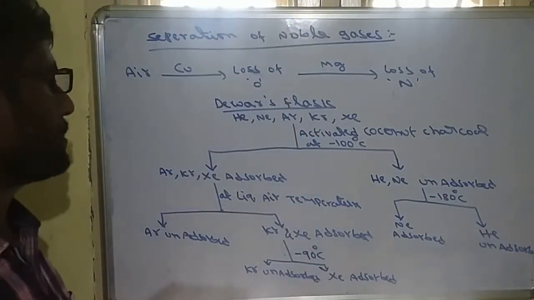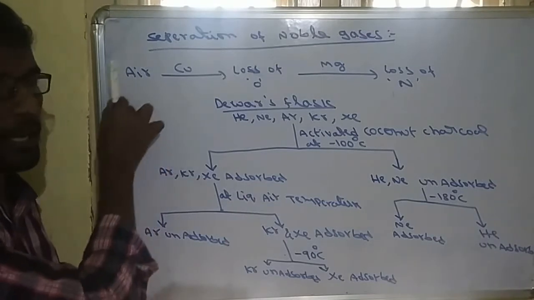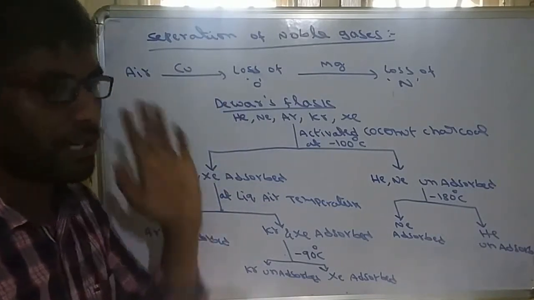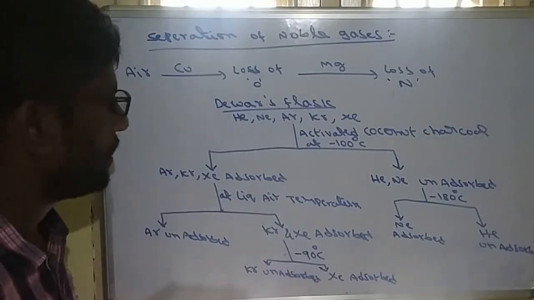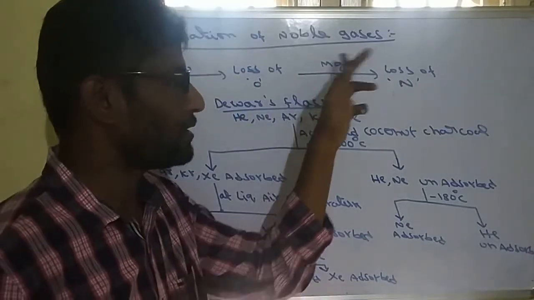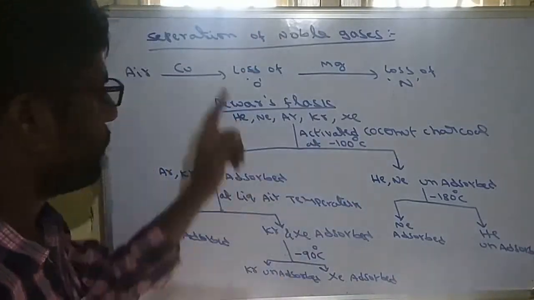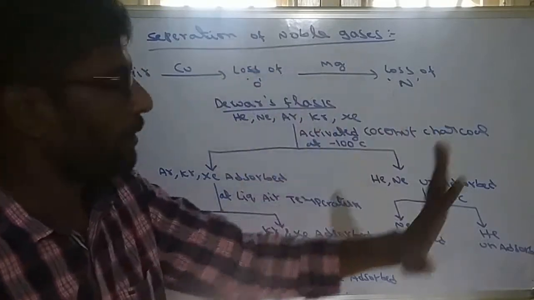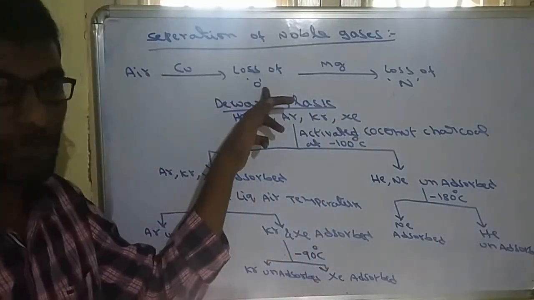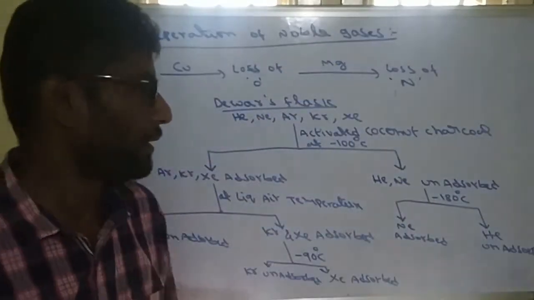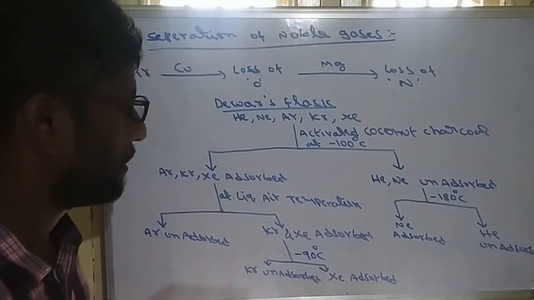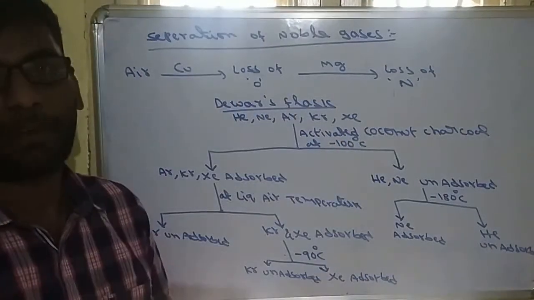So how to separate: the atmospheric gases are heated with copper. Copper removes oxygen, forming copper oxide. After that, the remaining gases are passed over magnesium, and magnesium removes nitrogen. So both oxygen and nitrogen are removed by passing through copper and magnesium. Copper removes oxygen by converting it into copper oxide. Magnesium removes nitrogen by converting it into magnesium nitride. So all the noble gases that are present remain.